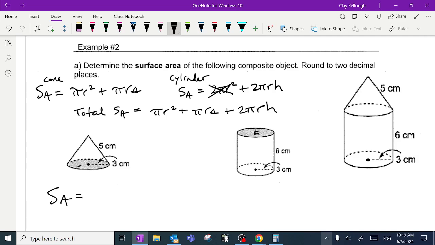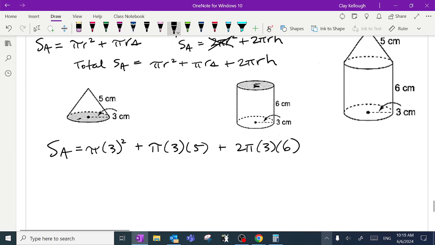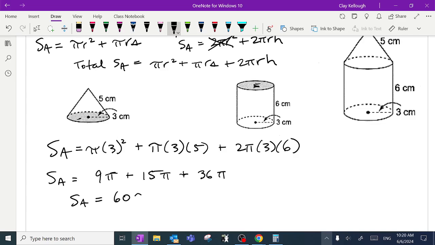Surface area is pi times 3 squared plus pi times 3 times 5 plus 2 times pi times 3 times 6. Here's one where I'm going to not touch my calculator for a minute. This is 9 pi, 15 pi, and I got to think about this one. 6 times 6, 36 pi. 9 plus 15 is 24. 24 plus 36. This is 60 times pi.